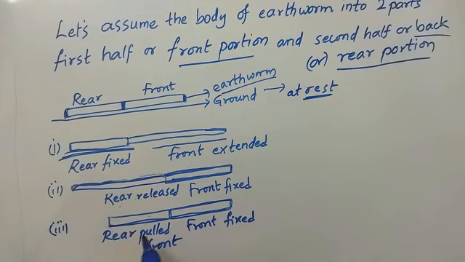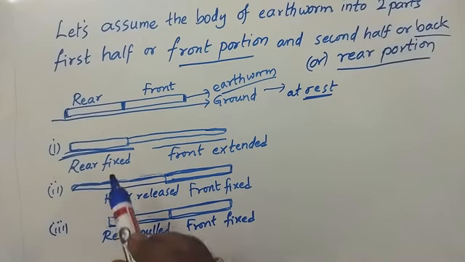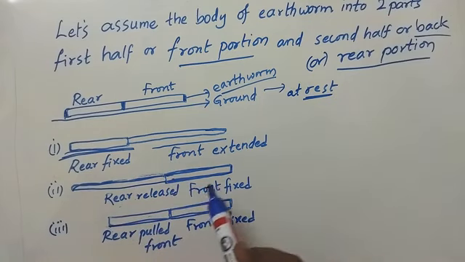By repeating again, keeping the rear part fixed, front part extended, then front part fixed and rear part released, and front part fixed, rear part pulled forward. Repetition of these three steps by the muscular expansions and contractions of the earthworm makes the earthworm move through the soil or move through the water or move on the ground.